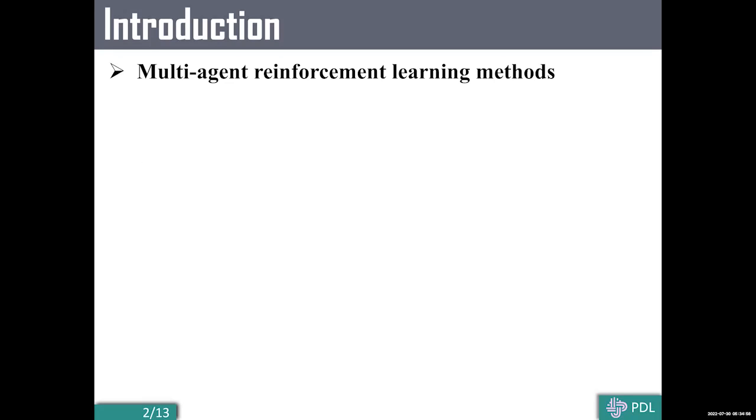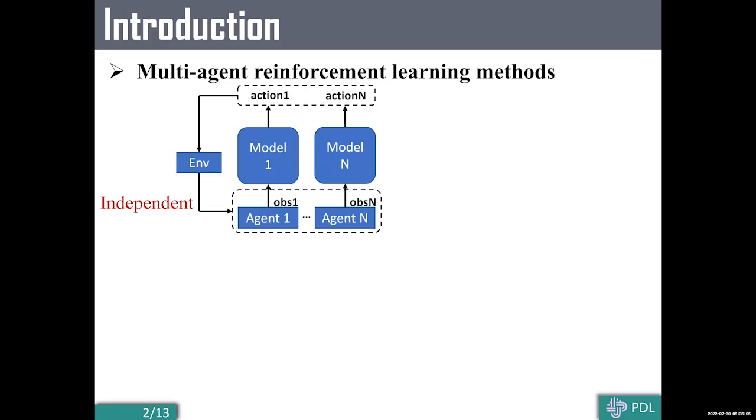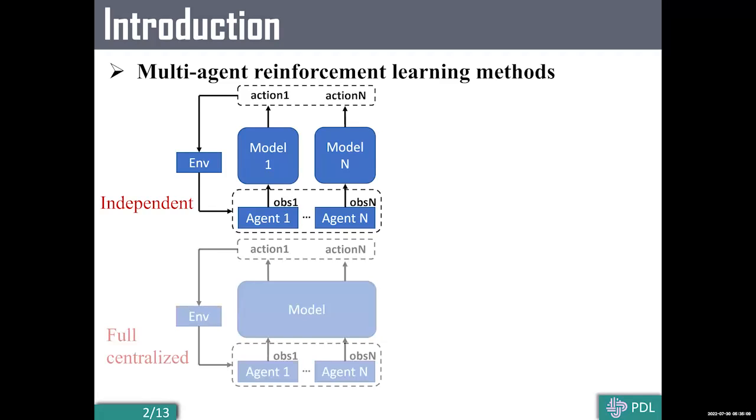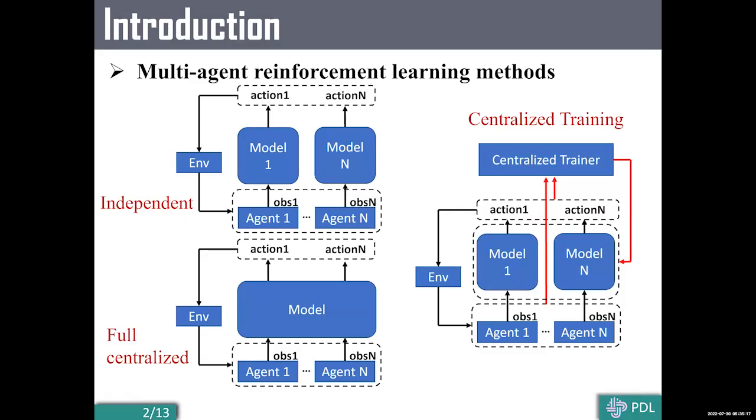Then we talk about related works. Early multi-agent reinforcement learning methods have an independent structure. Each agent trains its own policy model. Then come fully centralized multi-agent reinforcement learning models. They use joint observation and actions for training. These two methods go to two different extremes, and it is hard to get great performance.